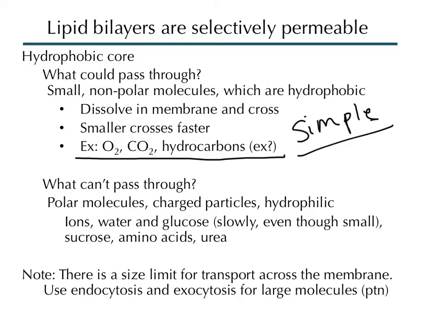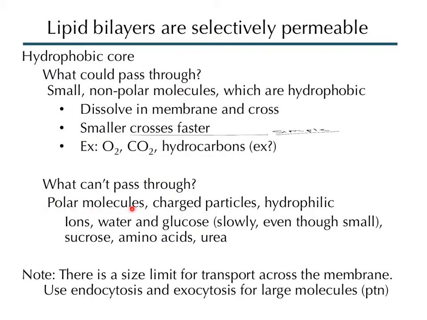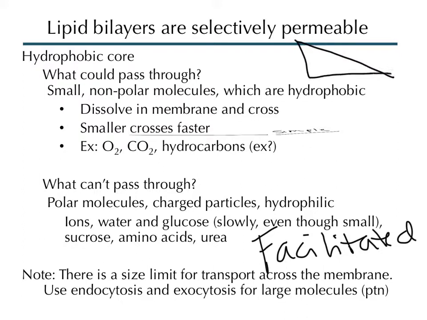What can't pass through? Molecules that are polar, so partial charges, charged particles, those would be the ions, and other hydrophilic substances, like glucose, which has some polar parts to it, the hydroxyl groups there. So these will pass by facilitated diffusion. Now both of these are assuming that we are going from high concentration to low concentration, so simple diffusion and facilitated. So both of these scenarios are passive transport.